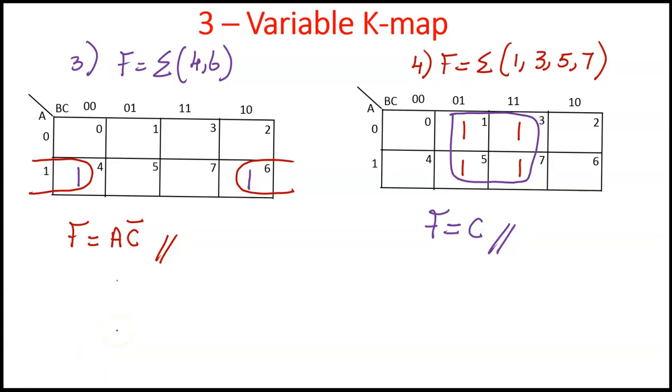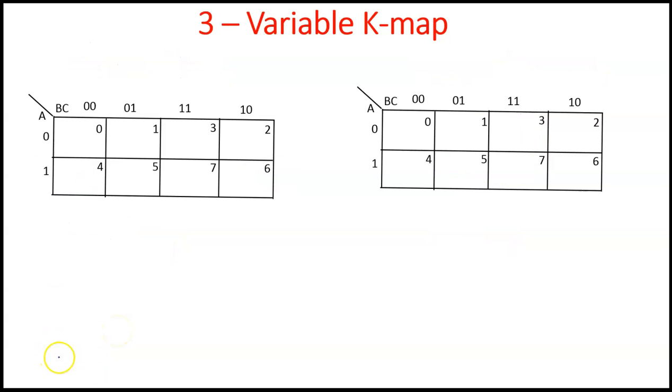Now, let us see some more examples, that is f is equal to summation of 0, 2, 4, 6. So write the 1 in the corresponding minterms. So here is 1, and in 2 it is 1, and in 4 it is 1, and in 6 also it is 1.